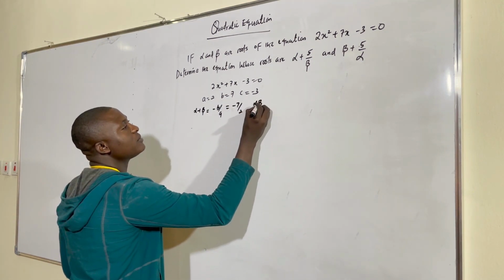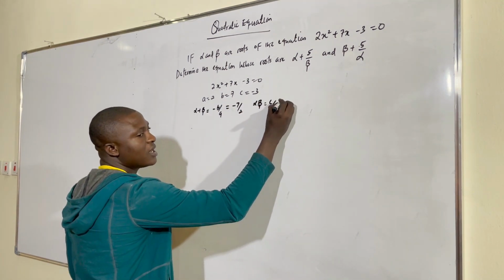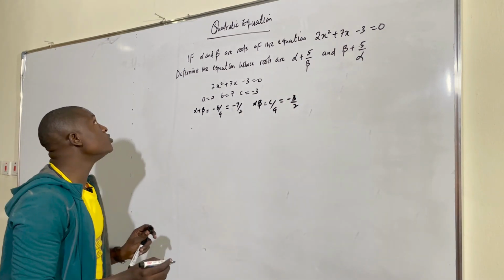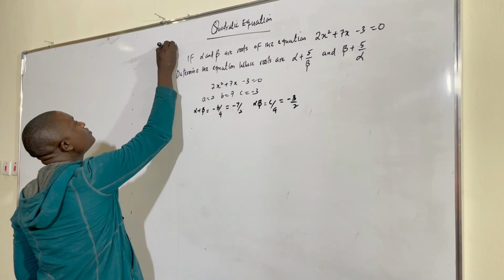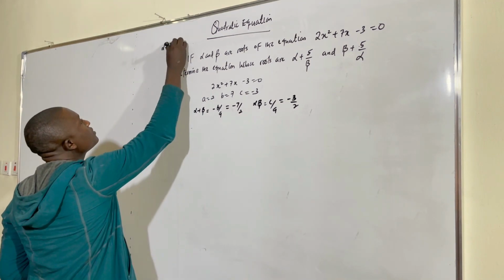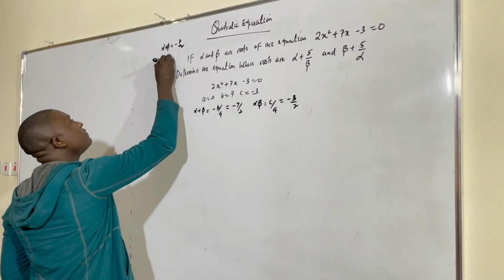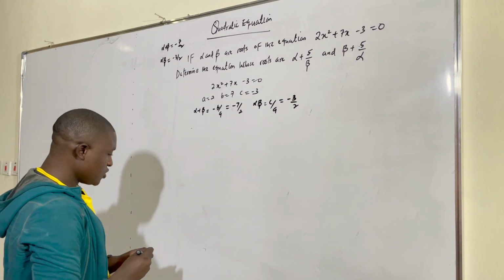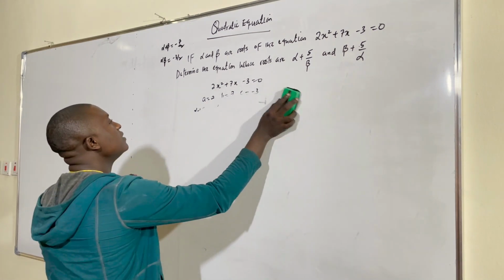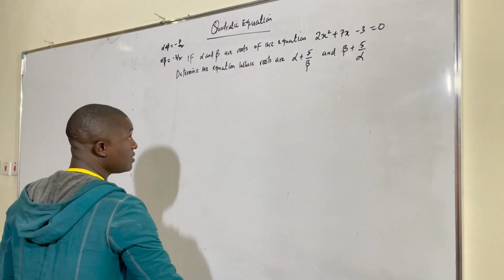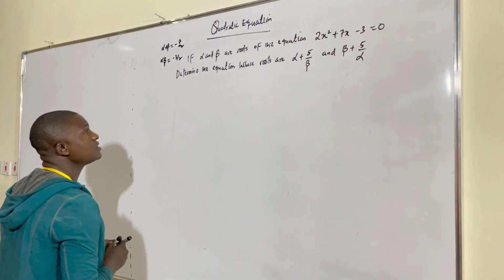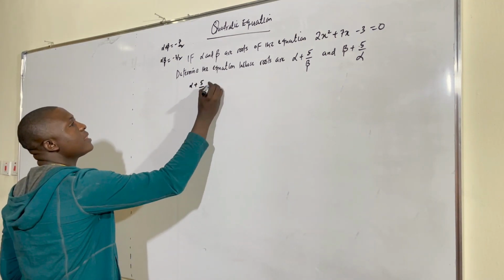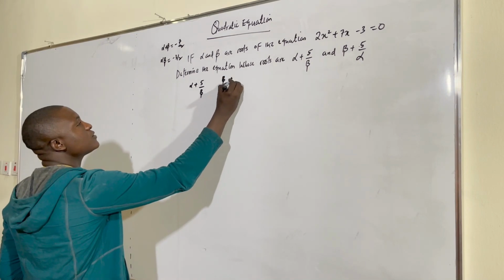Then as well, alpha beta is C over A, and that's going to be minus 3 over 2. So we need this one most. Let's put it here. Alpha plus beta, we have it to be minus 7 over 2, and we have alpha beta to be minus 3 over 2. Now, we are asked to find a root of these equations, alpha plus 5 over beta and beta plus 5 over alpha.